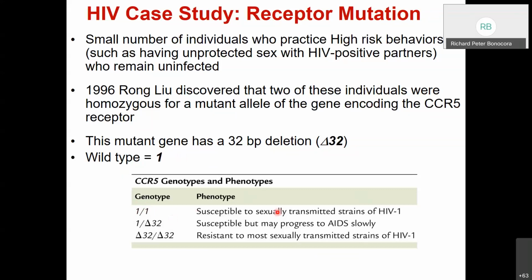They are susceptible to HIV. Heterozygous individuals are susceptible, but AIDS does not progress as quickly. Those individuals who are homozygous for the delta 32 allele are resistant to most sexually transmitted strains of HIV.